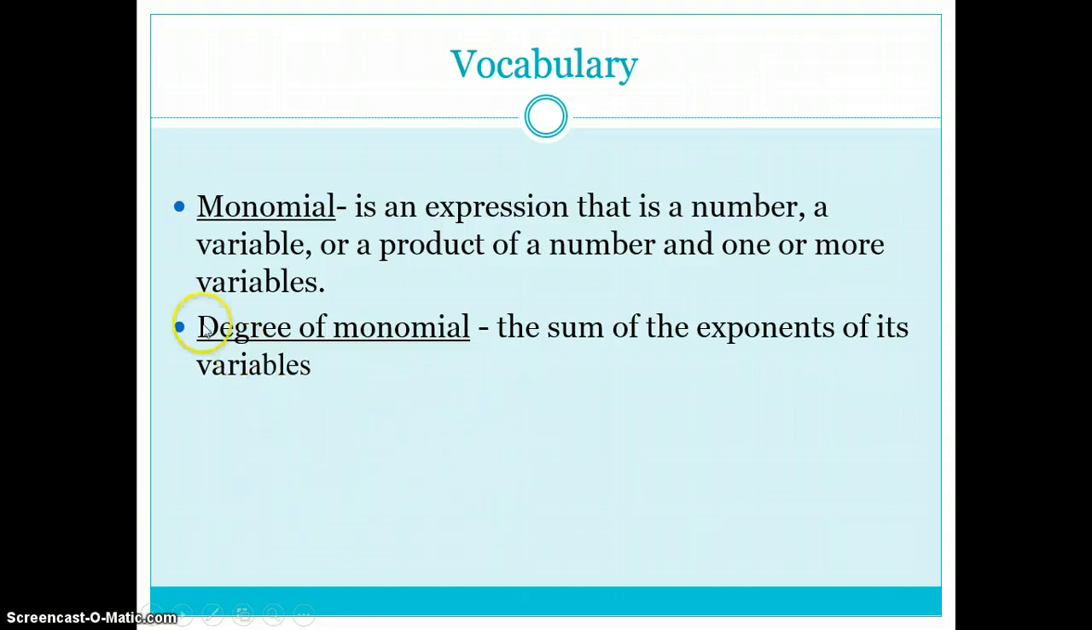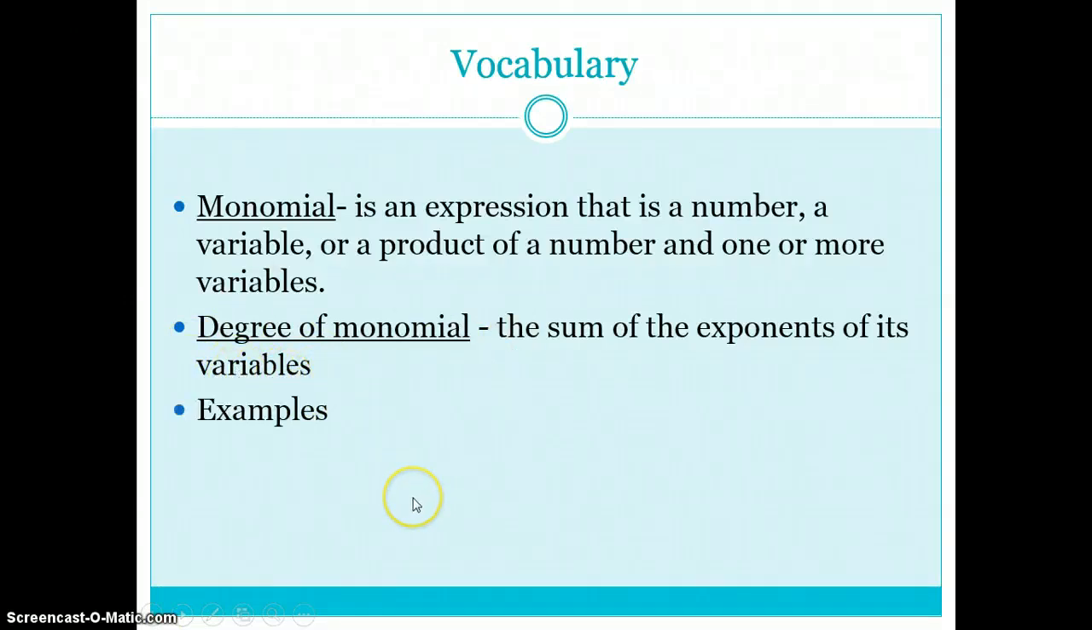So anyway, degree of a monomial is the sum of the exponents of its variables. All right. Make sure you understand that it is the variables, not the constant. The constant doesn't matter, just the exponent on the variables. All right, and we'll talk about that in a second.